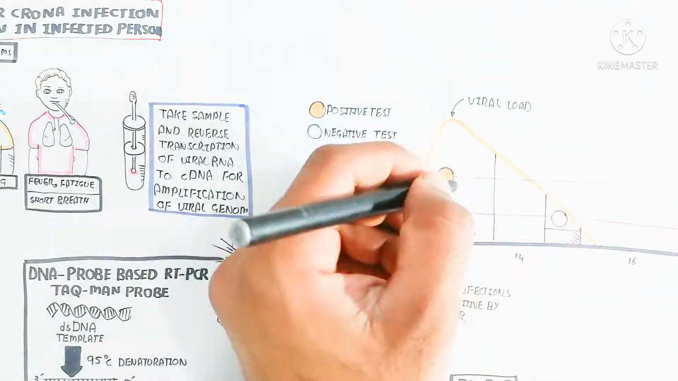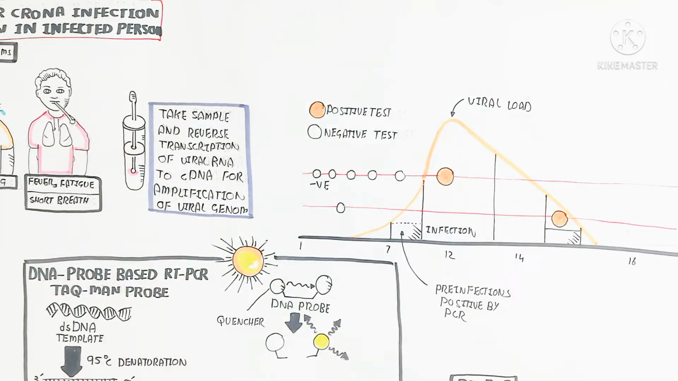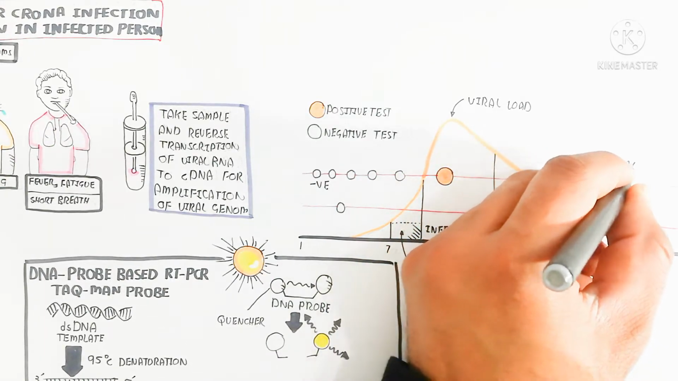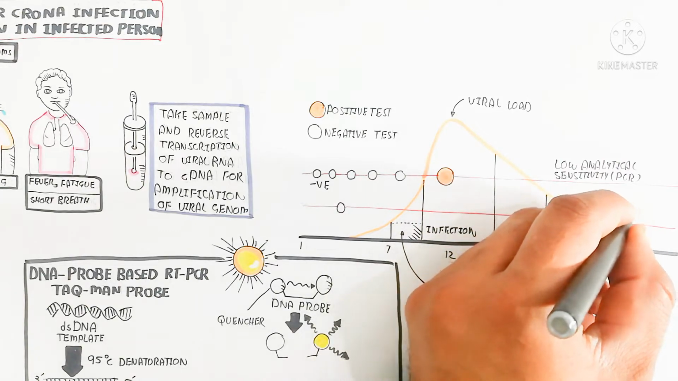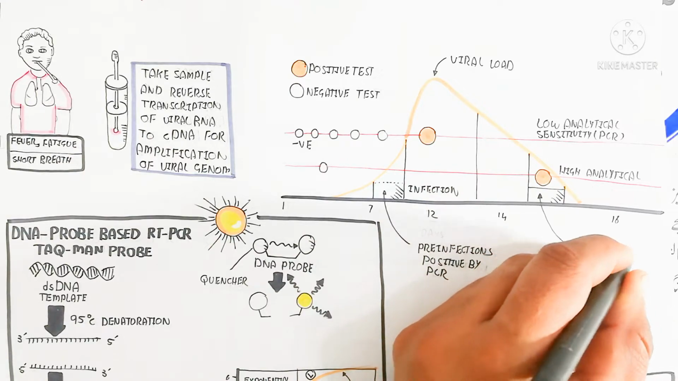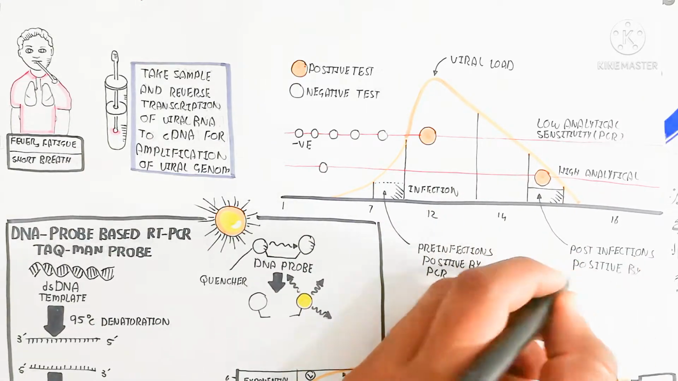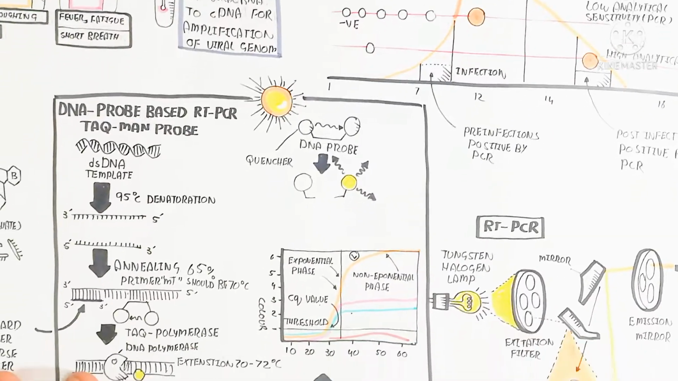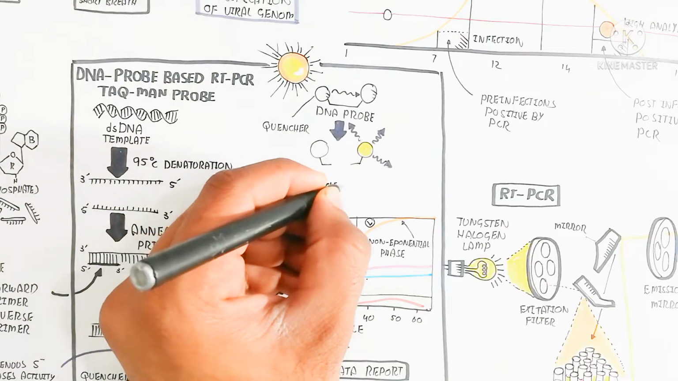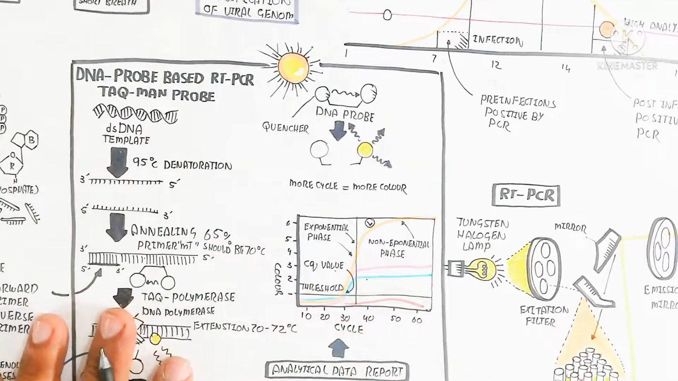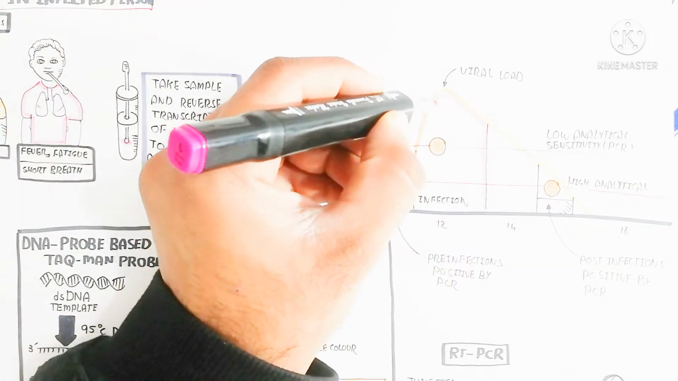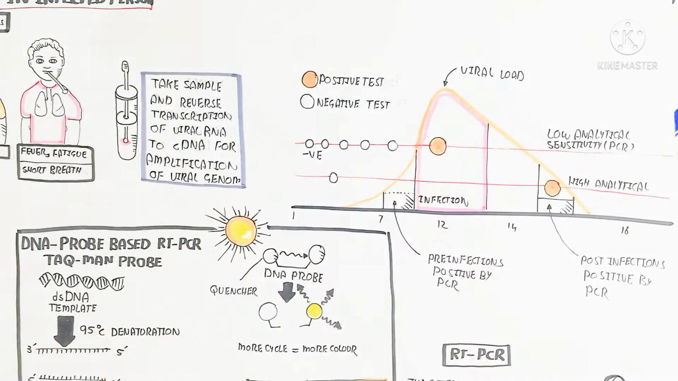But in this case you can see the positive test shows the orange color, and this orange color increases here. Here the pre-infection positive by PCR will occur after 7 to 12 days, and after 12 days the infection will be severe and the viral load will increase. When the viral load is higher, it means the infection time, while the post-infection positive by PCR needs more cycles to produce more color. So it means more cycles are required after post-infection positive by PCR because the genome will be less.